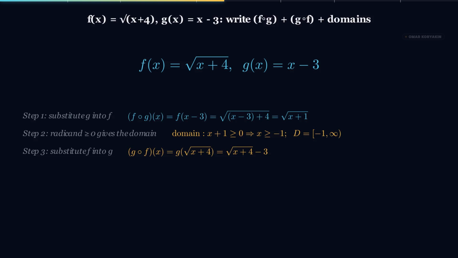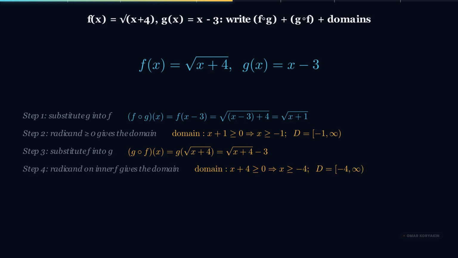Step 3. Write g composed with f of x. Substitute f of x equals the square root of x plus 4 into g's rule. G of f of x equals f of x minus 3 equals the square root of the quantity x plus 4 minus 3. So g composed with f of x equals the square root of x plus 4 minus 3.